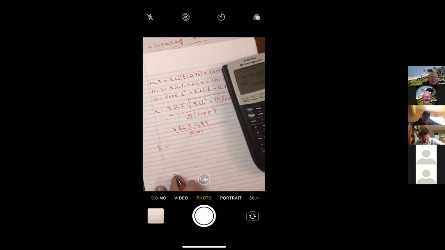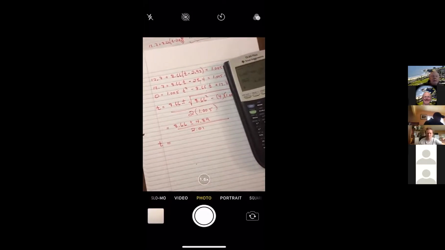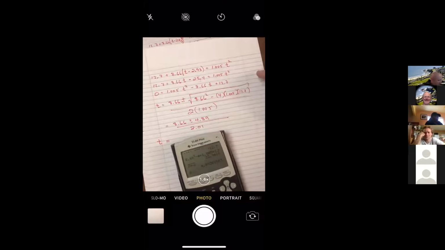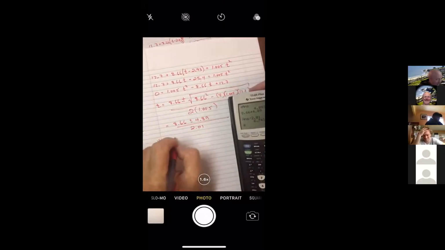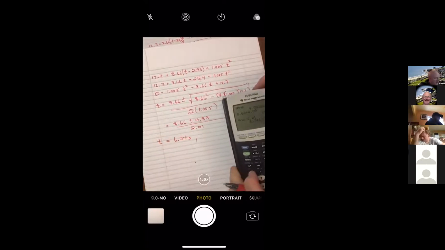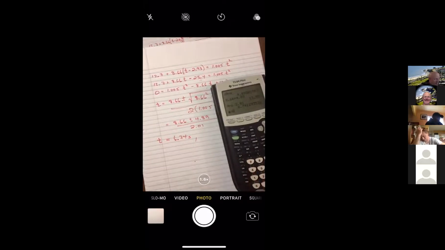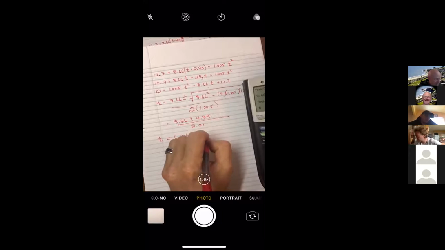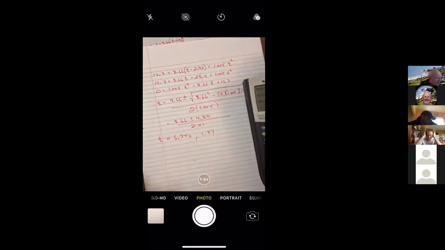So there's two answers here. And like I said, one of them's bogus, but we probably better think about which one's going to be bogus. And maybe bogus is the wrong word. Maybe I should say one of them is not the one they want. It's not really bogus. Well, maybe we should talk about it. But the first one, I'll do the plus sign. So this would be 8.66 plus 4.89. So I add them and divide by 2.01. So that would be 6.74 seconds. The other one would be the 8.66 minus 4.89 and divide that by 2.01 and get a 1.87.